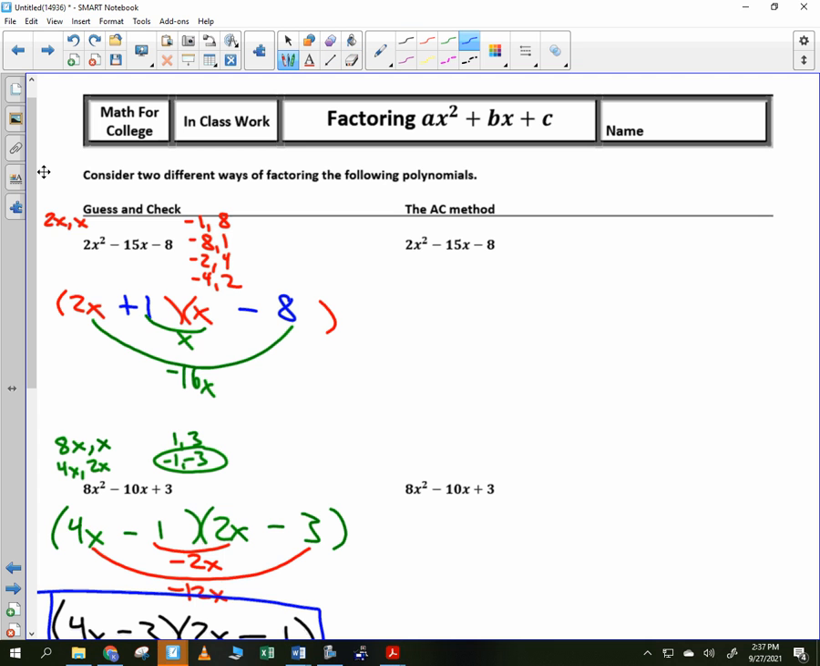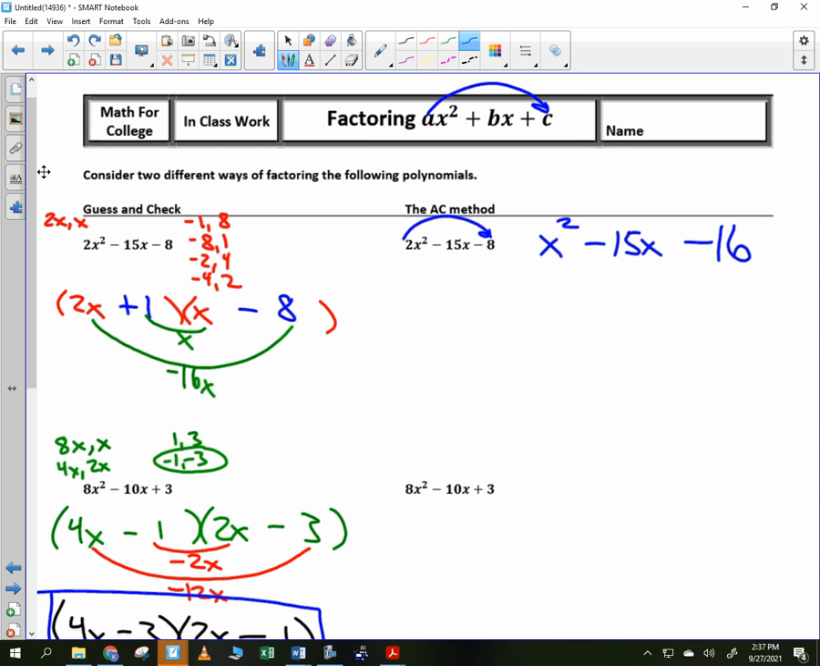So I'm going to do the same problem. I'm going to show you using the AC method. Why do we call it AC? Because you take this A value and you multiply it by the C value. So you take 2 times negative 8, you get... so that 2 just kind of disappears.